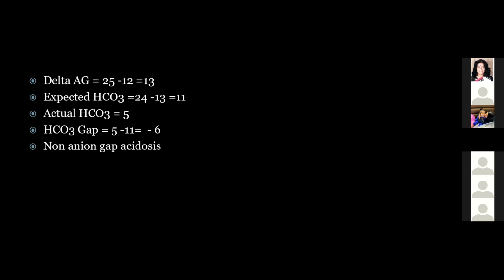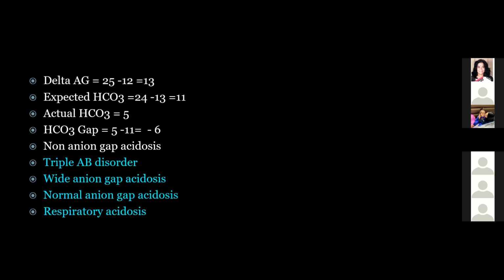So you now have a bicarbonate gap which is negative. 5 minus 11, that's minus 6. So that means there was already a non-anion gap acidosis. This is the reverse of that hidden metabolic alkalosis which you found in the previous case, where the actual bicarb was higher than the expected, so you had a metabolic alkalosis. Here, the actual bicarb is lower than the expected bicarb, so there is a pre-existing process which has lowered the bicarb. So there is a non-anion gap acidosis in this child as well.